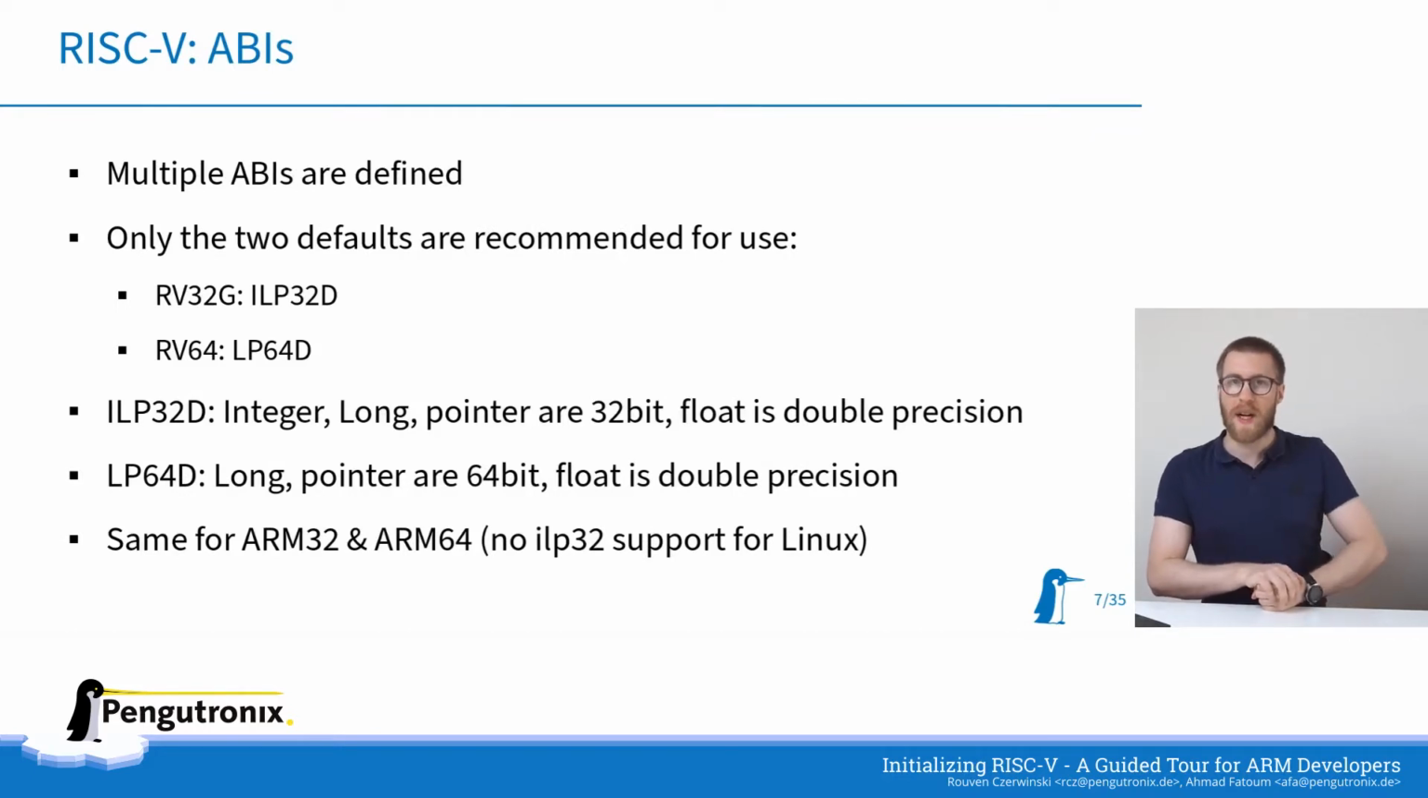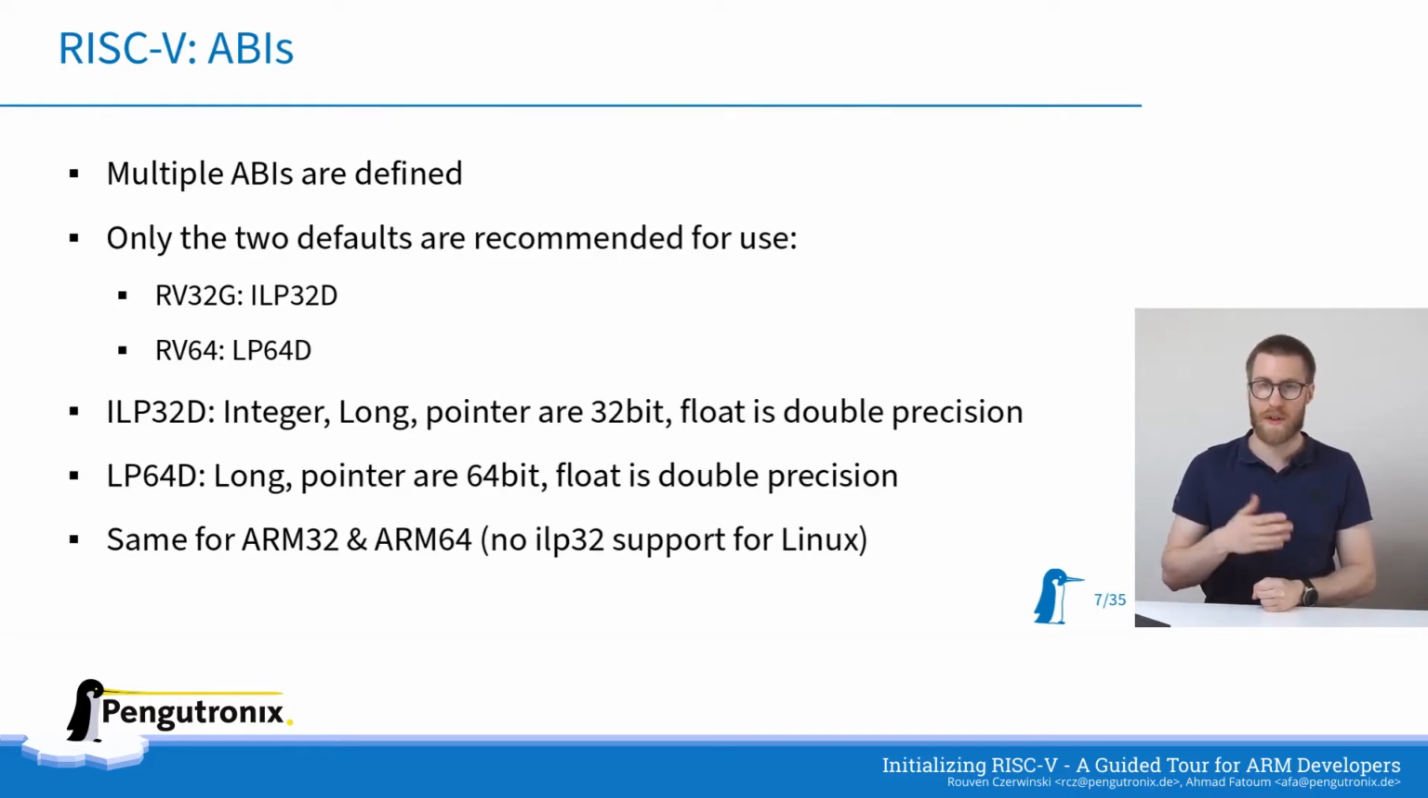Next up are the ABIs. The RISC-V calling convention, or ABI specification, defines multiple ABIs. However, only the two defaults are really recommended for use. For the 32-bit instruction set, it's ILP32D, which means integer, long, and pointer are 32 bits, and float is by default always double precision. And for the 64-bit instruction set, it's LP64D, which means that long and pointer are 64-bit, float is also a double, but the integer stays at 32-bit.